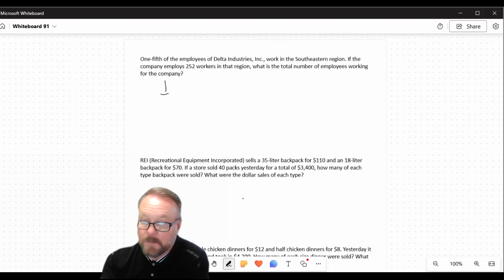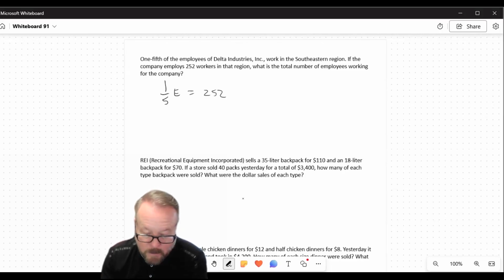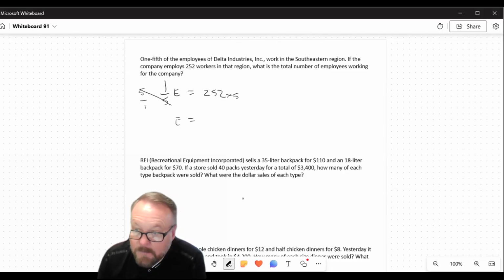So if we say 1/5 of employees equals 252, we already got our equation written out. We just multiply both sides by 5. Those cross out. So E equals 252 times 5. That's 1,260 of them.